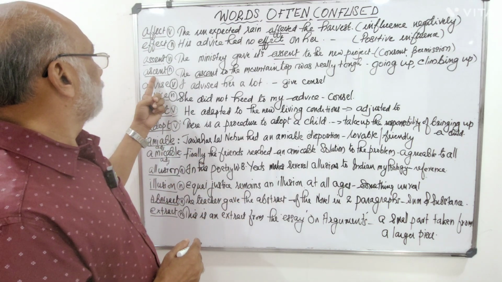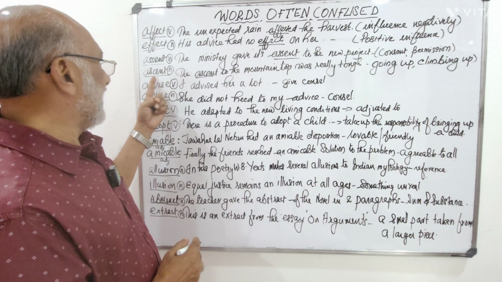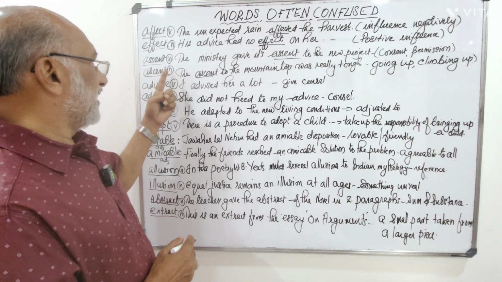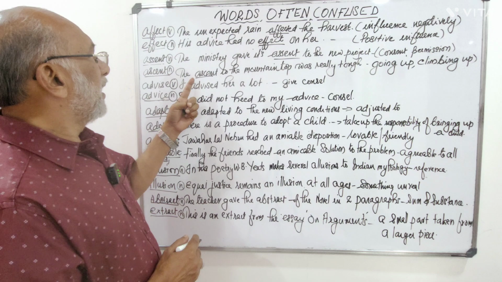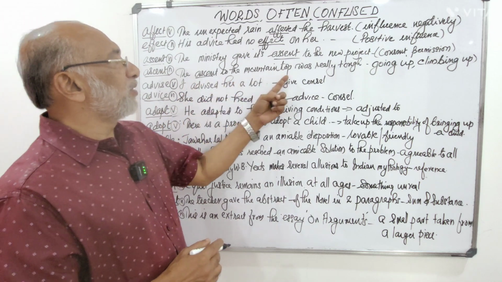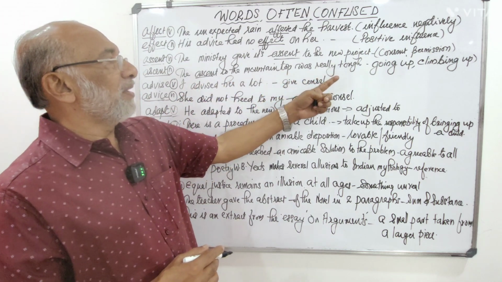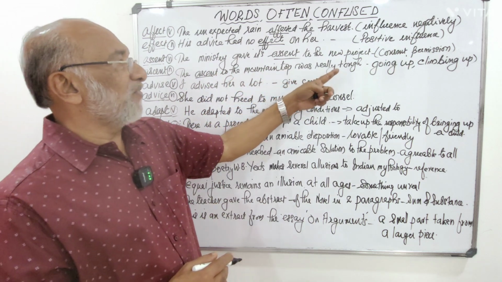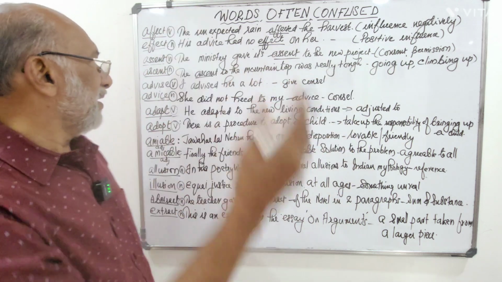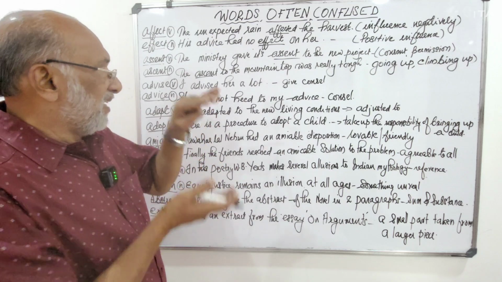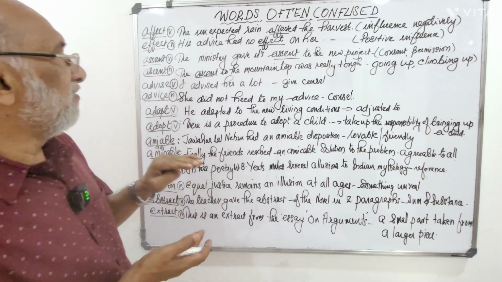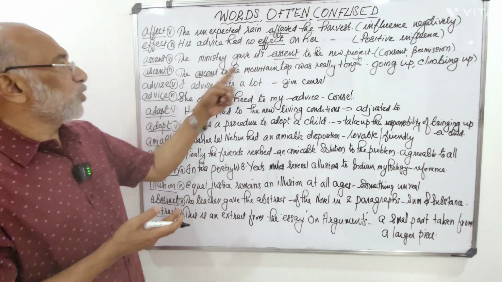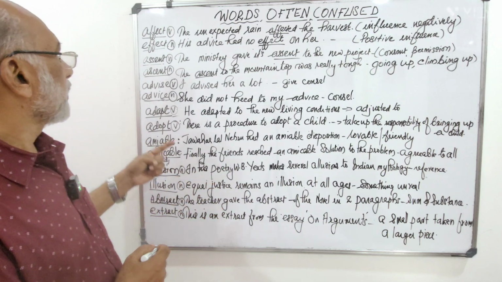Okay. Then the second one is ascent, A-S-C-E-N-T. It's a noun again. The ascent to the mountain top was really tough. That means the climb to the mountain top was really tough, hard, going up, climbing up. I think the difference is very well brought out through these two examples.